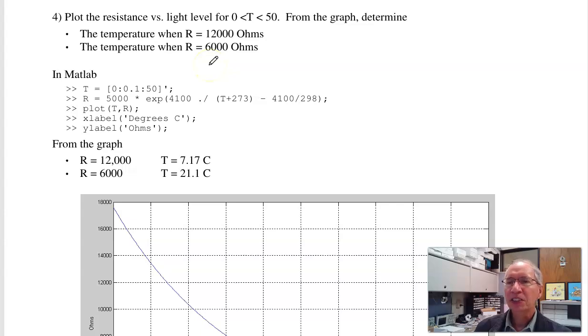One way to do that is to graph it. So I'm going to have temperature go from 0 to 50 degrees Celsius, in steps of 0.1. So here's 501 points in that matrix. Calculate the resistance at each point.